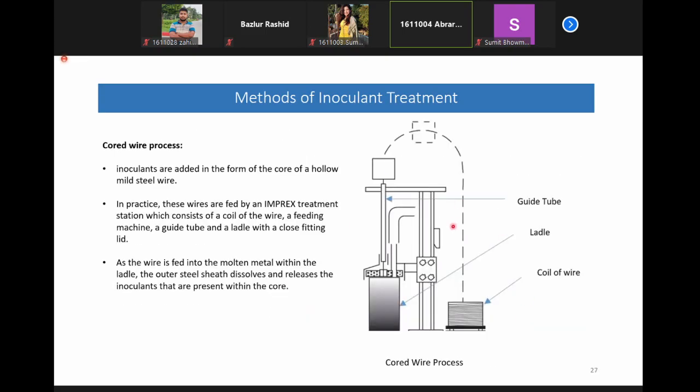In the cored wire process, inoculants are added in the form of a core of a hollow mild steel wire. The inoculant powder is put inside the hollow wire. The wires are fed by an IMREX treatment station, which consists of a coil, and this coil is then directed through a guide tube into the close-fitted lid of the ladle. Inside, the steel sheath dissolves, releasing the inoculants into the melt.